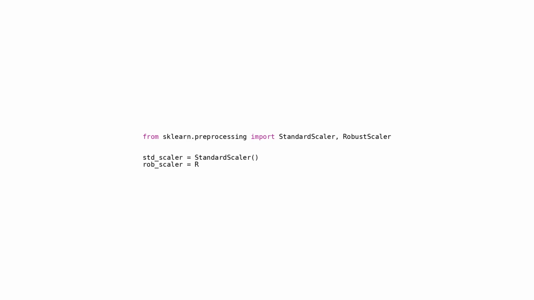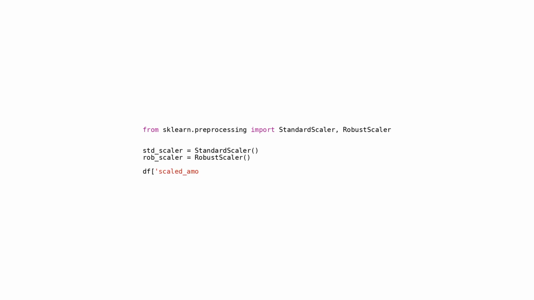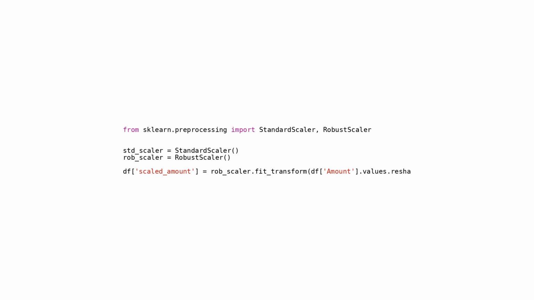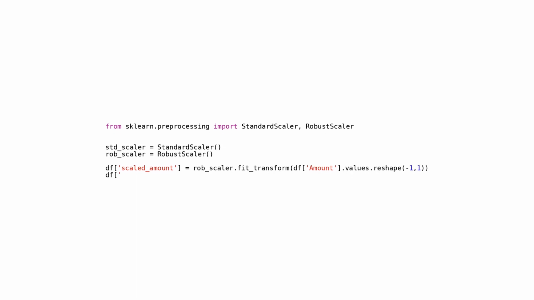This text refers to a Python script that uses the StandardScaler and RobustScaler classes from scikit-learn's preprocessing module to standardize numerical features in a data frame. The process involves creating instances of StandardScaler and RobustScaler. It then utilizes RobustScaler to transform the amount and time columns in the data frame, creating new columns, scaled_amount and scaled_time, with standardized values. Finally, the original time and amount columns are dropped from the data frame.